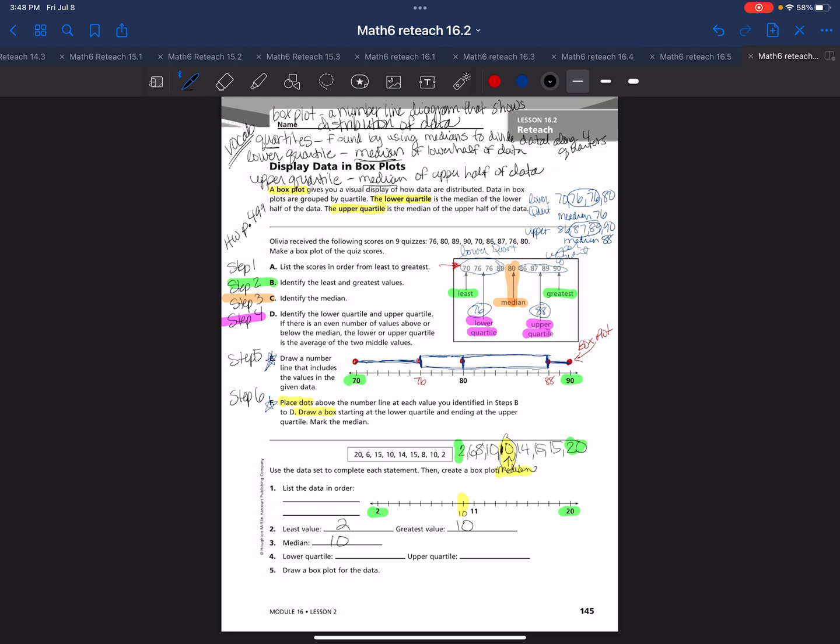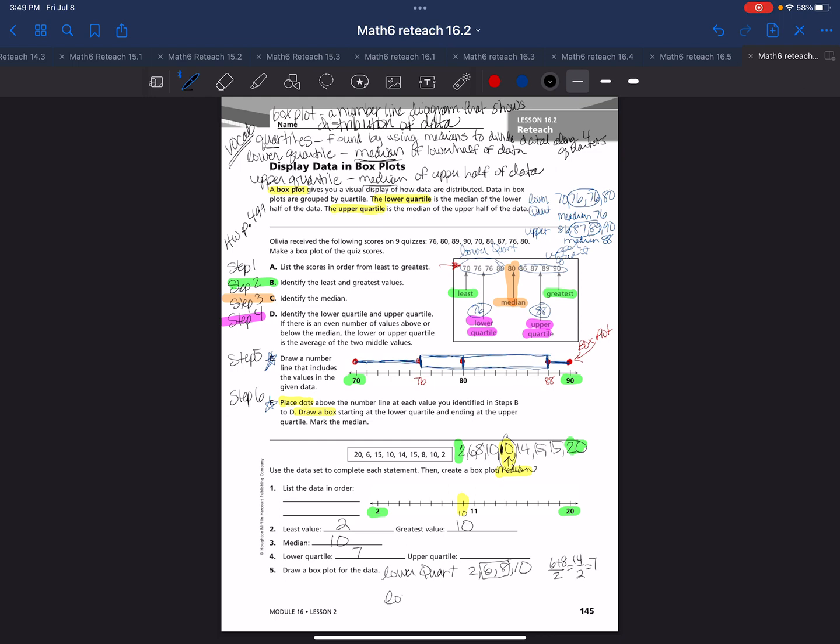And then now we need to find the lower quartile. So for the lower quartile, I need to look at the numbers lower than the median, to the left of it. And I have 2, 6, 8, and 10. Now I need to go ahead and find the median of that. So I have 6 plus 8 divided by 2, which is 14 divided by 2, which is 7. So the lower quartile would be 7. That's the median of that.